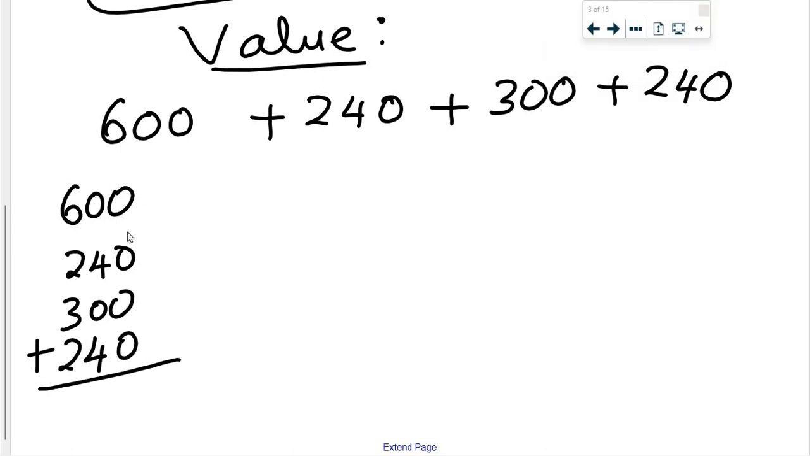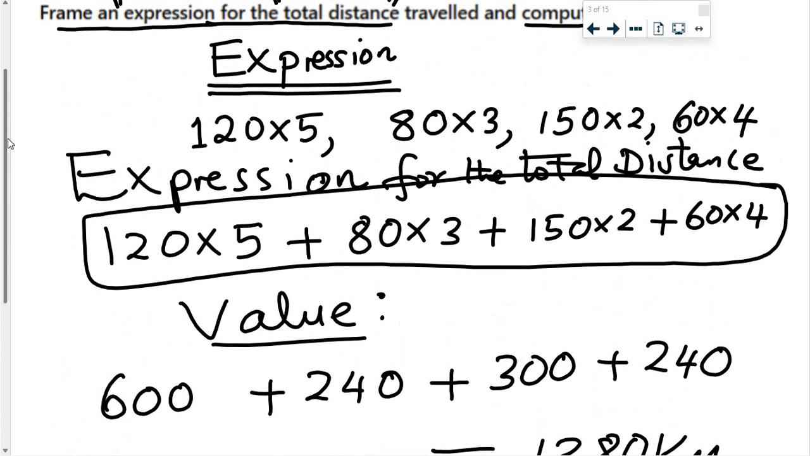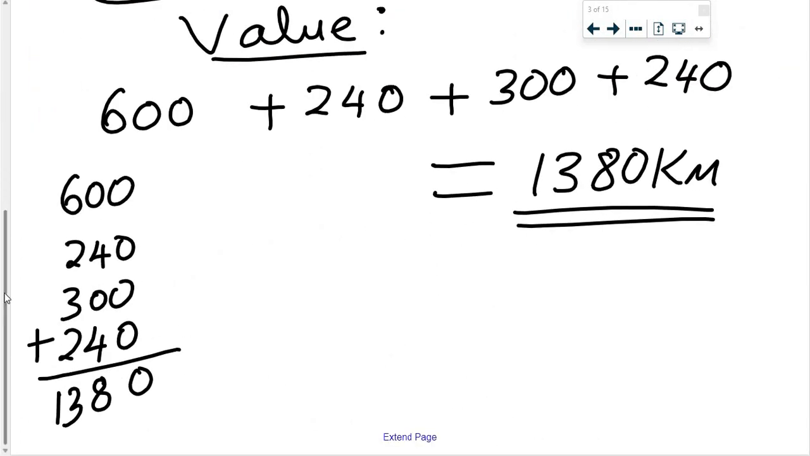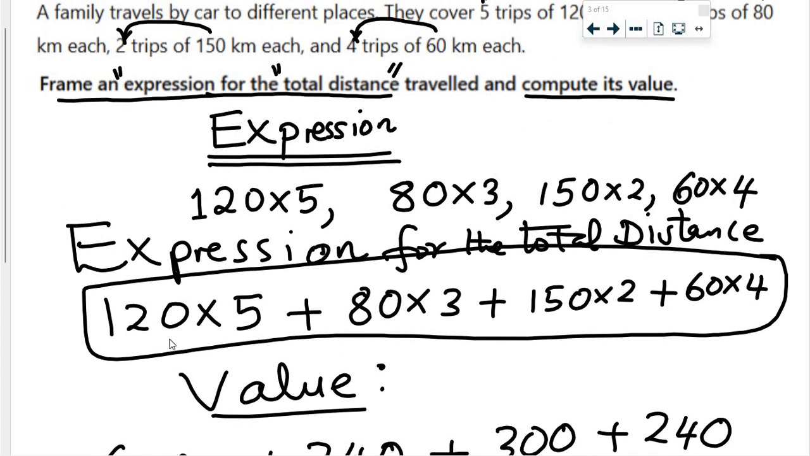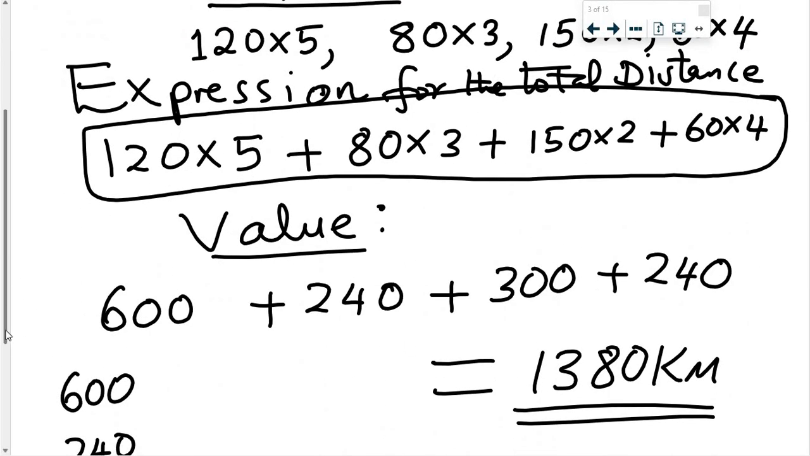What is the answer here? This is 0, that is 8, 8, 8, 11, 13. So the value here will be equal to 1380 kilometers, because they are talking about the total distance traveled, and it should be in kilometers, right? So this is the expression for the total distance, and this one is the value of the total distance.